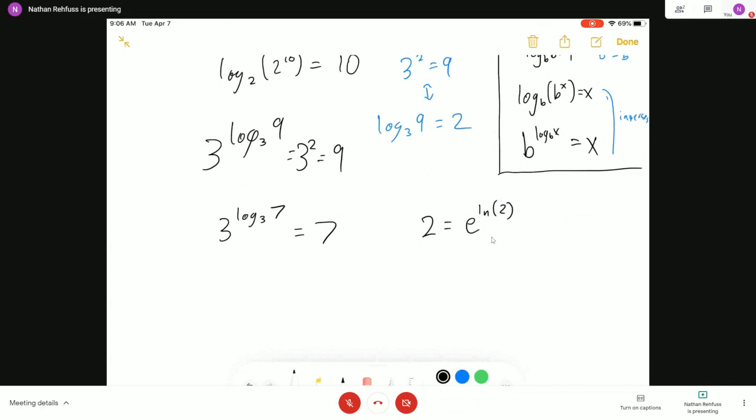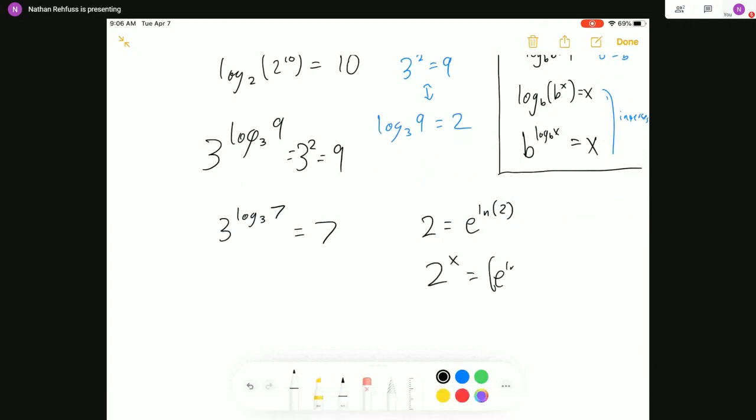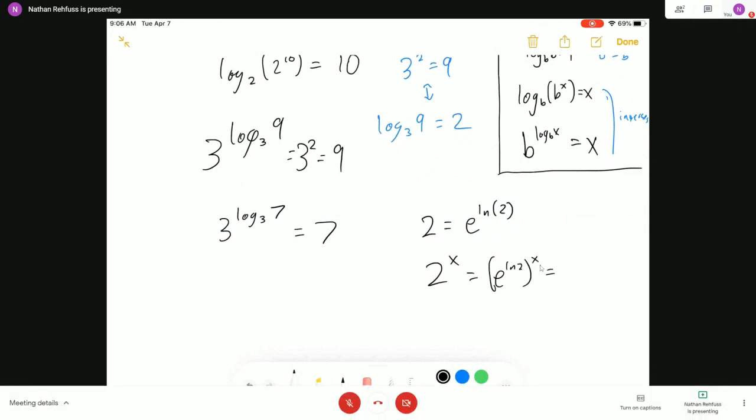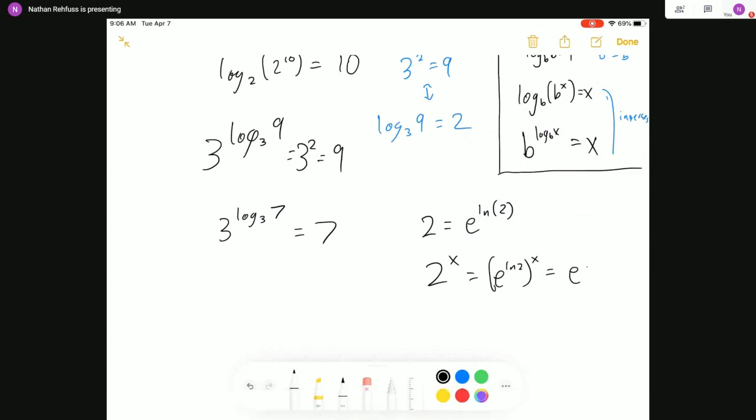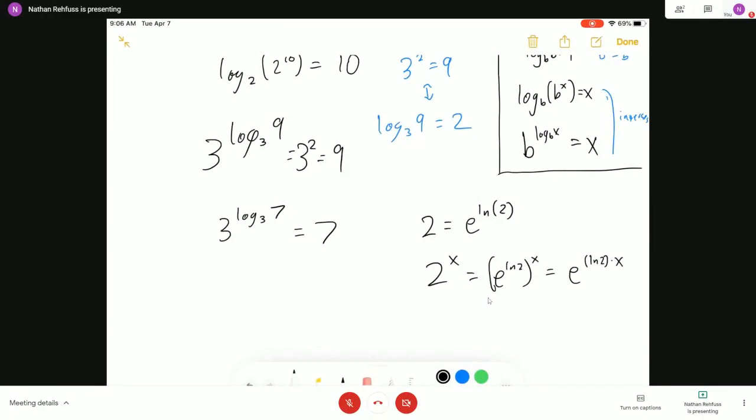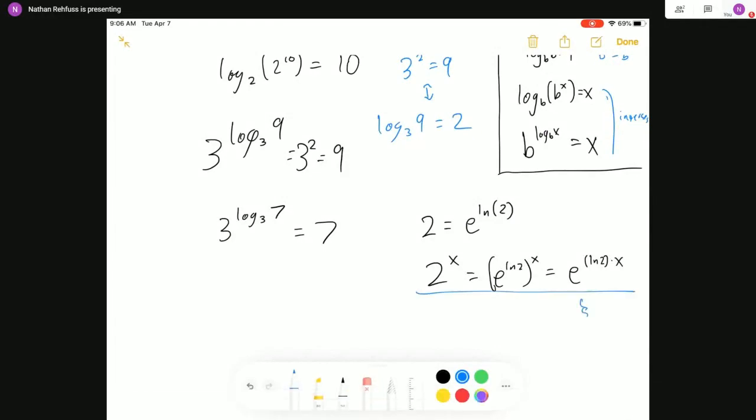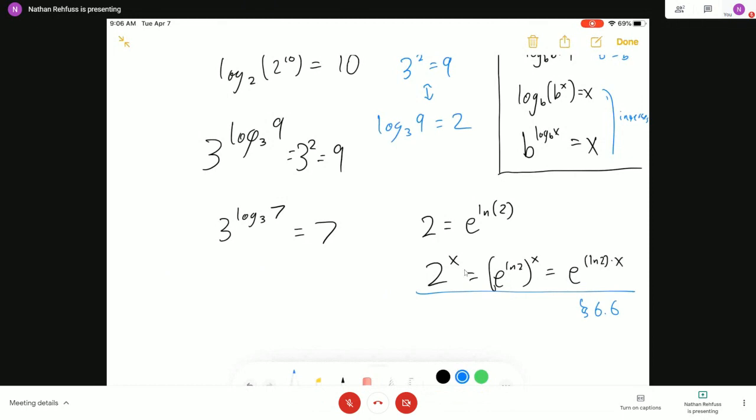But a really cool trick this gets us is that if I have 2 to the x, that's equal to e to the power of natural log of 2, all to the x, which is nested exponents, so I can multiply the exponents. It's e to the power of natural log of 2 times x. This trick is going to come in really handy in section 6.6. Because what this trick does is take some random exponential function, where the base happened to be 2, and turn it into an exponential function whose base is e.